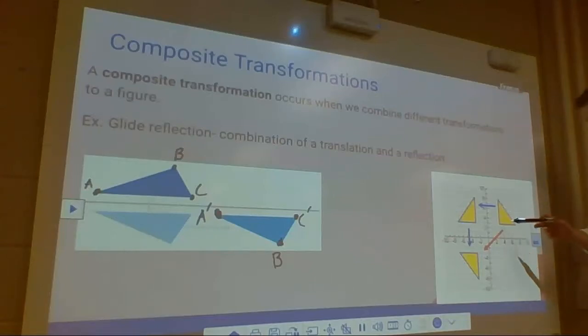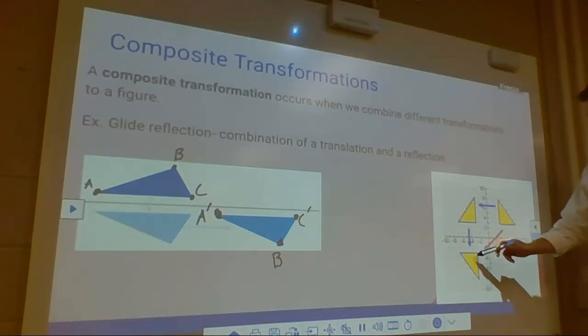Now check out this triangle in this coordinate plane. The red arrow makes it seem like it's reflecting across the origin, but the blue arrows make it seem like it's first reflecting across the y-axis and then the x-axis. But whether you reflect across the origin or both the y and x-axis, you end up in the same place. So you can actually see a reflection across the origin as a composite transformation.